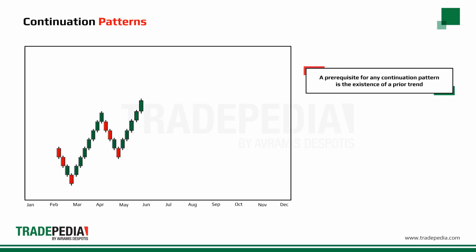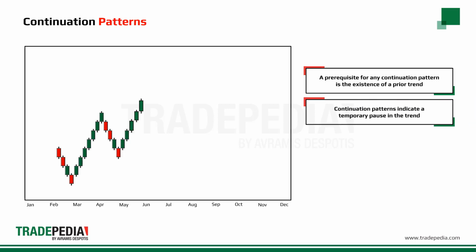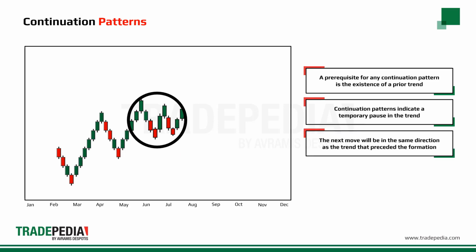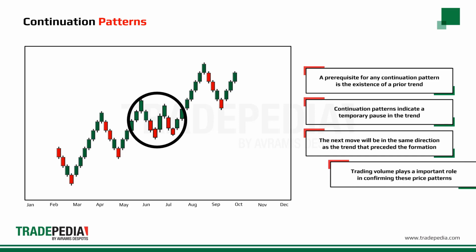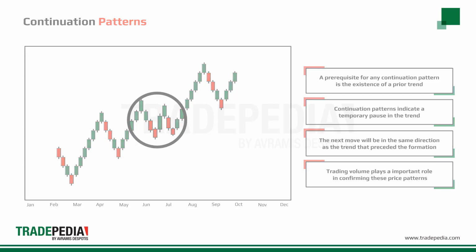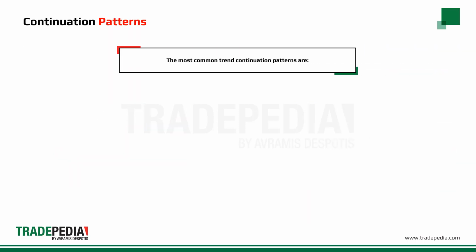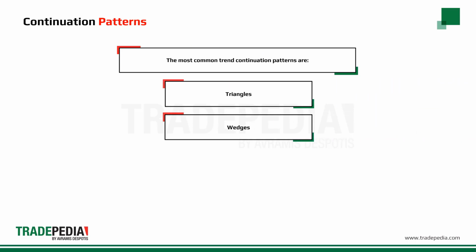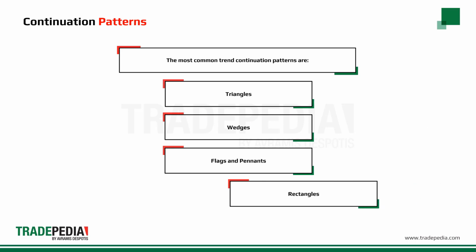A prerequisite for any continuation pattern is the existence of a prior trend. Continuation patterns indicate a temporary pause in the trend, where prices consolidate before resuming in the same direction. The next move will be in the same direction as the trend that preceded the formation. Trading volume plays an important role in confirming these price patterns. The most common trend continuation patterns are triangles, wedges, flags and pennants, and rectangles.